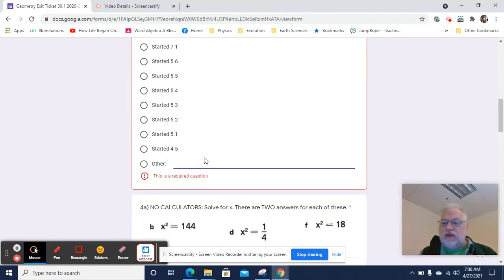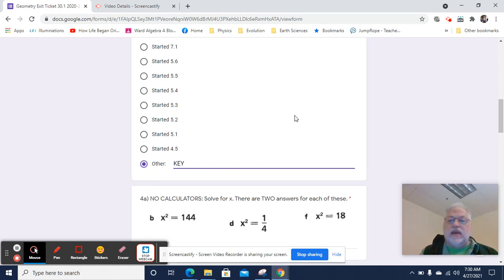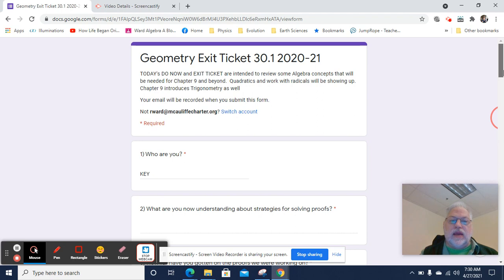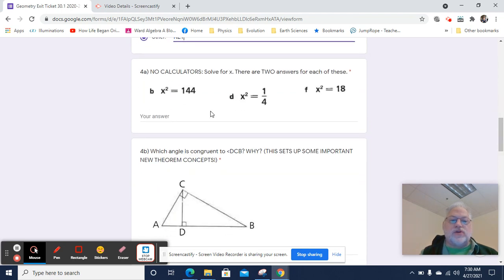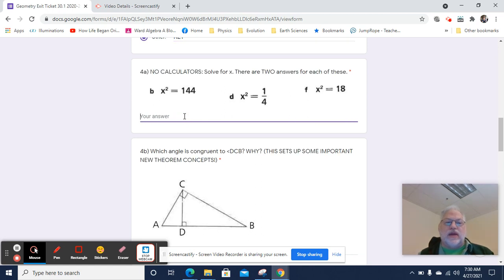This is your video key for Geometry Exit Ticket number 30.1, and here we go. So our first question involves B, D, and F. Here we've got to get some square roots.